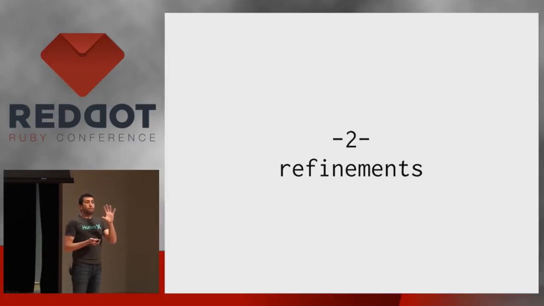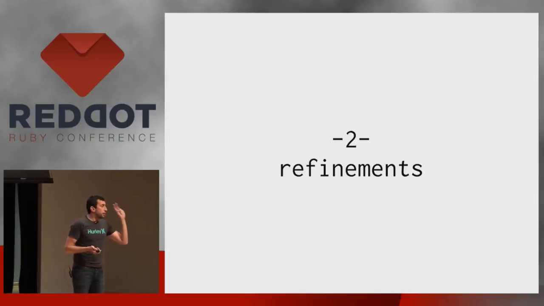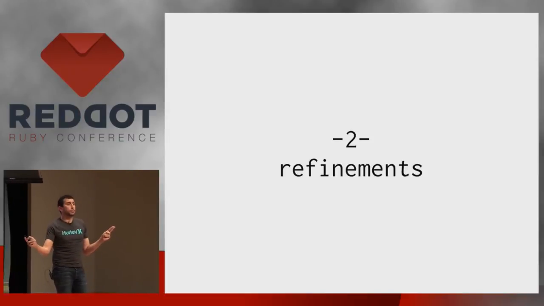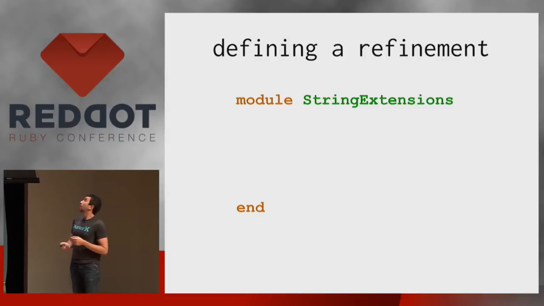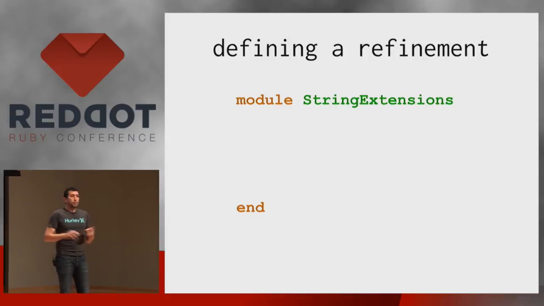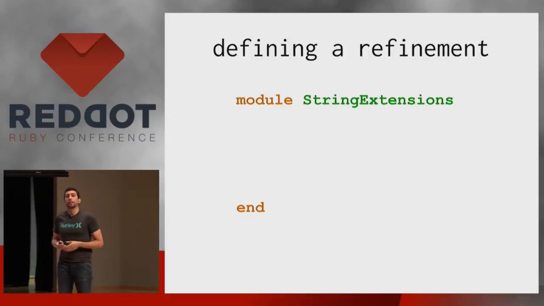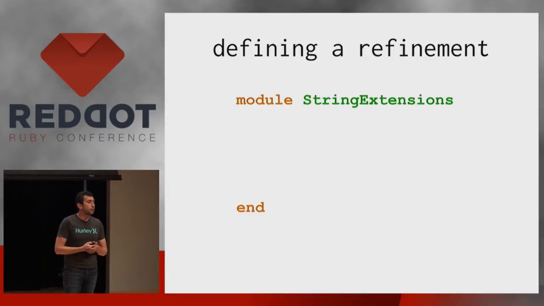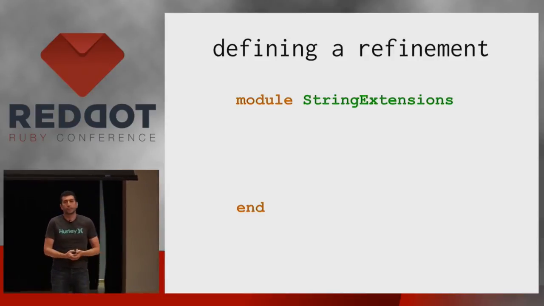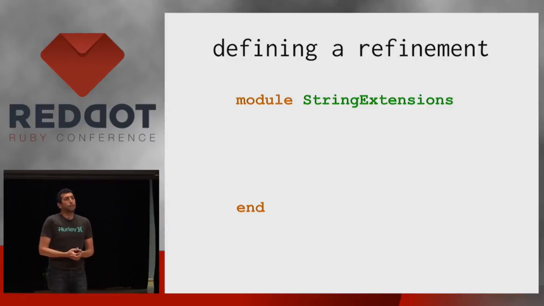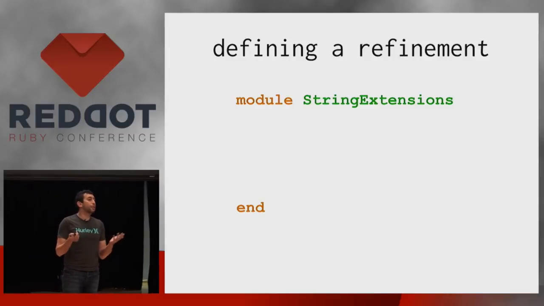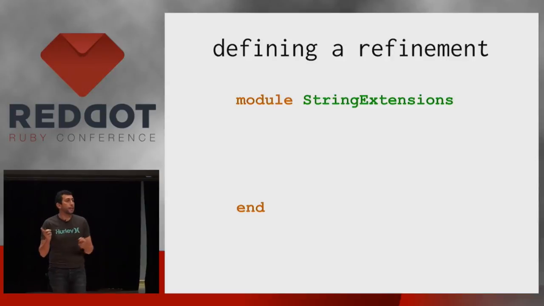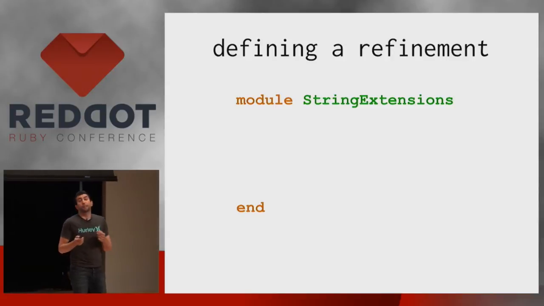A refinement is very simple, a two-step process. You define the refinement, you use the refinement. Define it. You need a module. Modules are used for a lot of things. In Ruby, they are used for mixins to add methods to your chain of ancestors. They are used for namespaces to organize your constants. Now they are also used as homes for refinements. So this module will carry the refinement, and the refinement itself is in here.